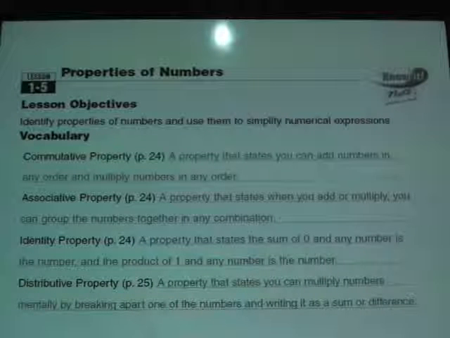This is a video presentation of Chapter 1, Section 5 in the 7th grade textbook entitled Properties of Numbers. Okay, so let's go ahead and look at the 4 essential properties of numbers here that they're giving definition to on this first page. There's the commutative property.